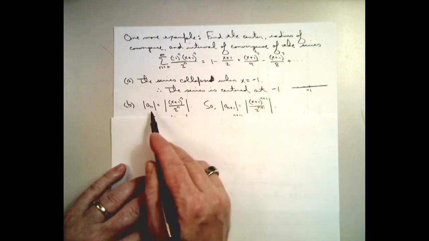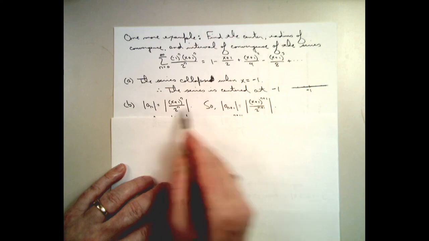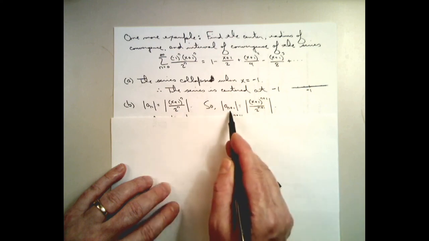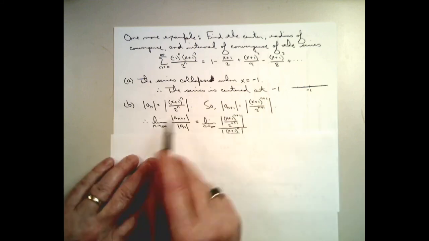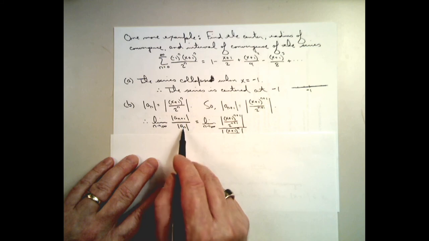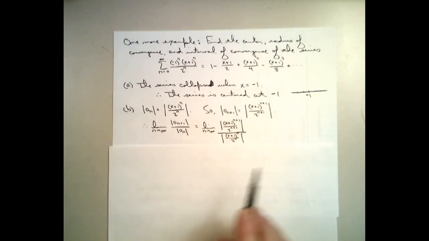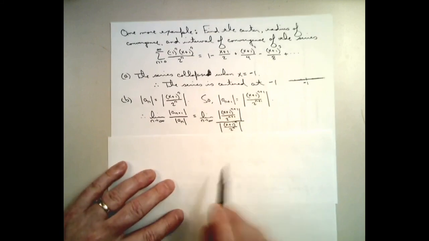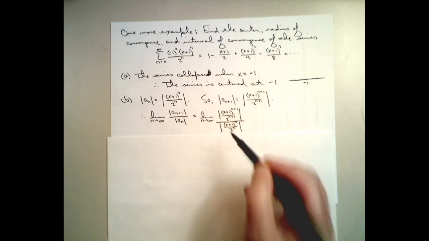So I know what the absolute value of a sub n looks like, and so it's a pretty quick step to figure out what the absolute value of the n plus first term is going to look like. I'm just going to replace all my n's with n plus 1s. There it is. And the ratio test says, look at the limit of the absolute value of the n plus first term to the absolute value of the nth term. And so let's see, what do we have? There's the absolute value of the n plus first term, absolute value of the nth term.